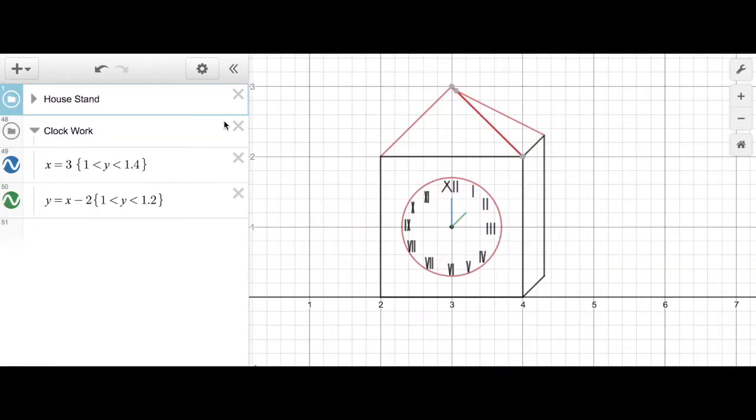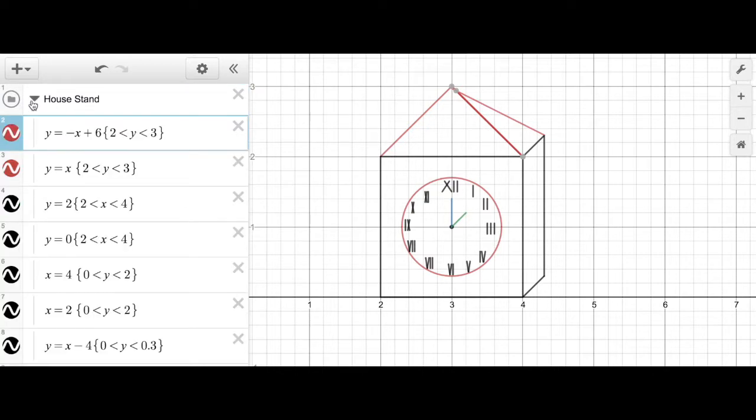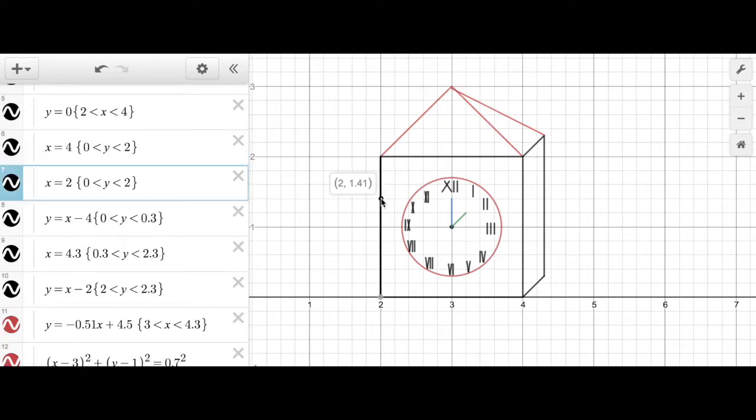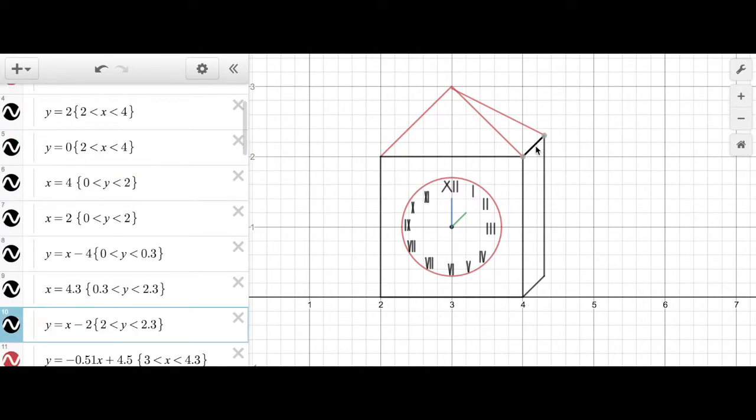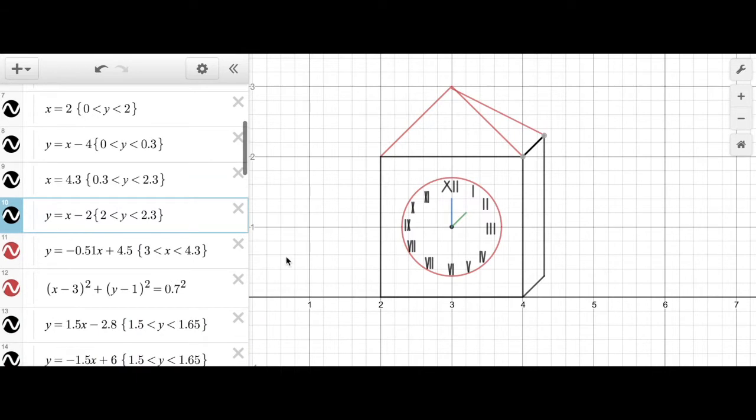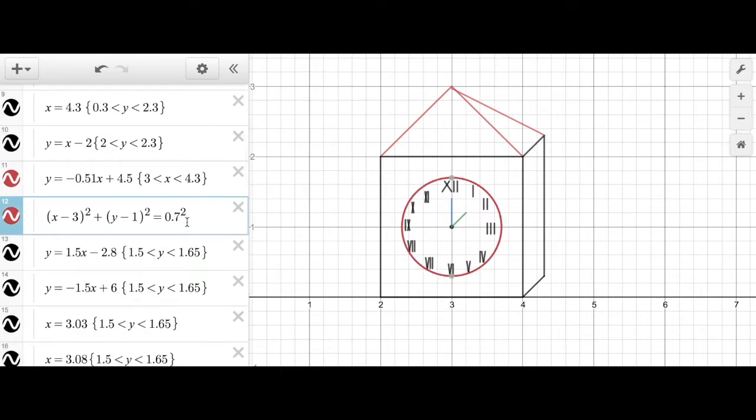Now for this scene, which is basically the stand of the house, the stand of the clock, I used linear functions with a slope to create the roof of the house, and I used x equals a constant and y equals a constant and a normal linear function to create the base, depth, and height of the stand. As for the circle, I used the circle equation with a center of 3 and 1 and a radius of 0.7.